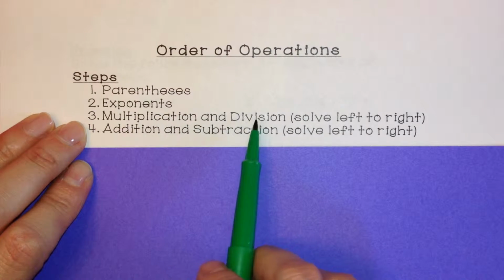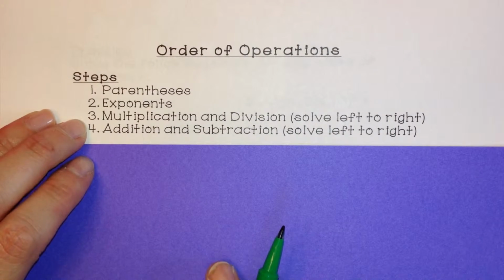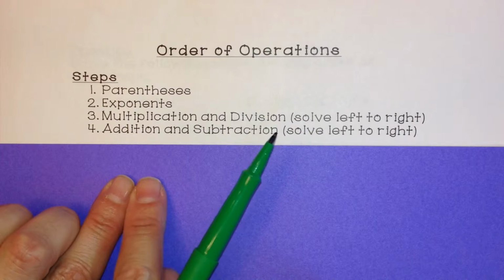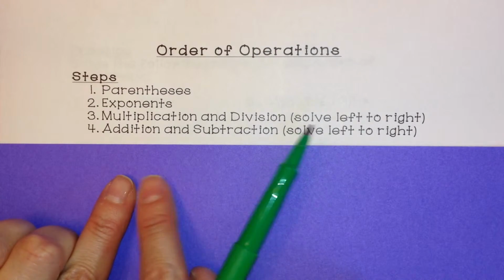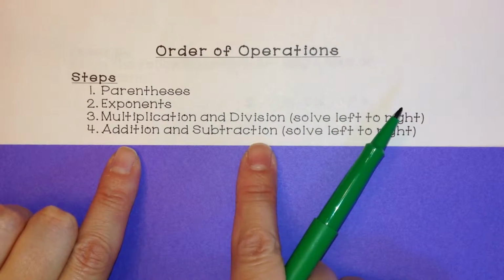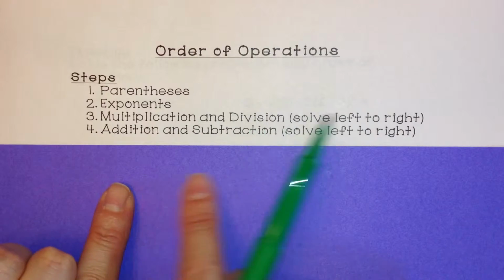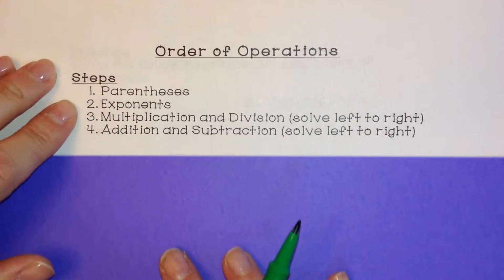Then you solve multiplication and division working from left to right. So if you have division that comes first in the problem, you're going to divide and then multiply. But if multiplying comes first, then you multiply first, always working left to right. Same thing with addition and subtraction. Whichever one comes first, working left to right, you're going to simplify it in that order.